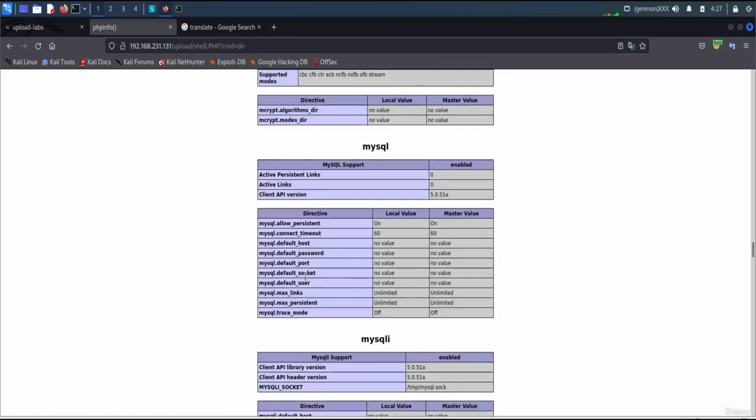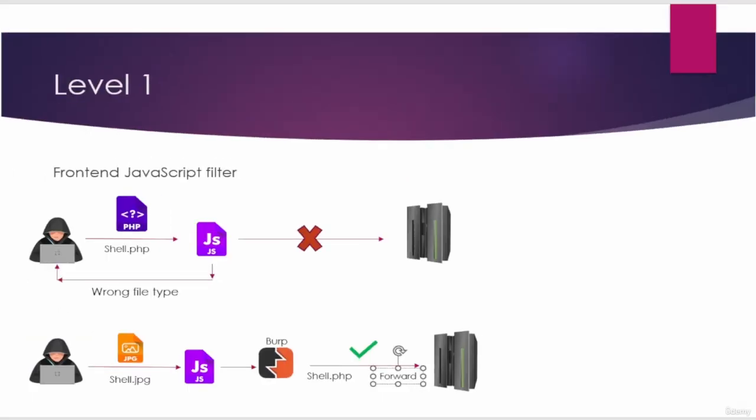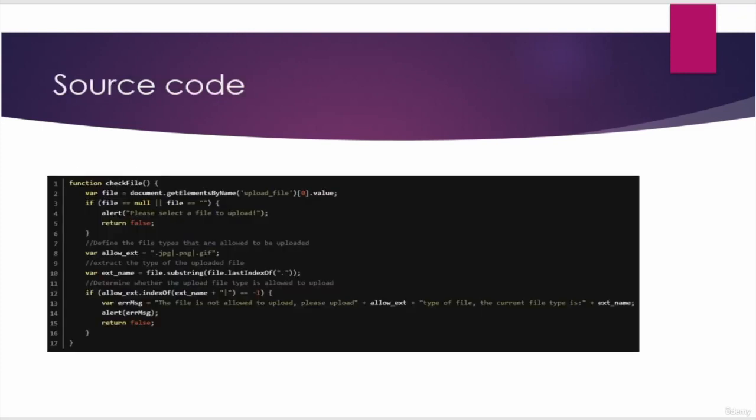So let's view the source code and let's go to level 2. I'm going to cover 2 levels in one video so that the video doesn't get too long and it gets easier for you. So I have converted that Chinese source code into English.